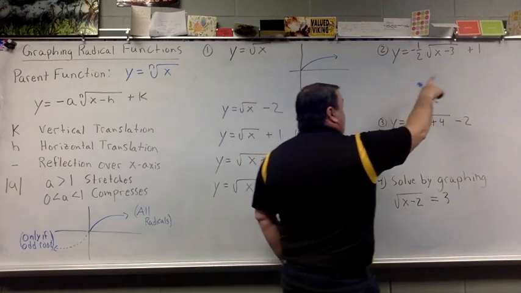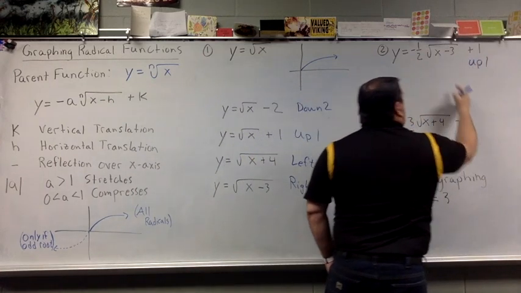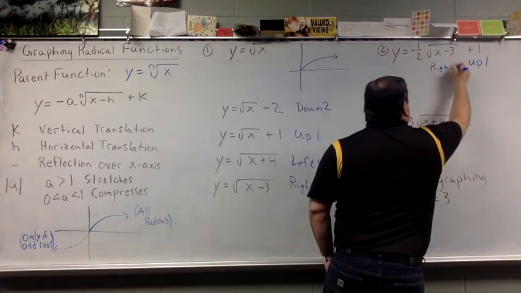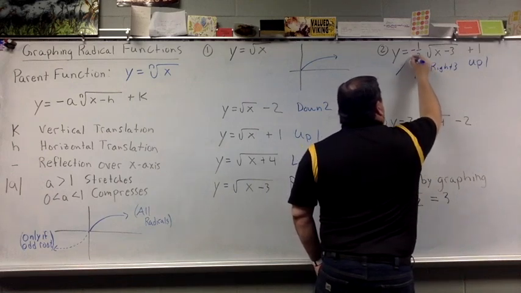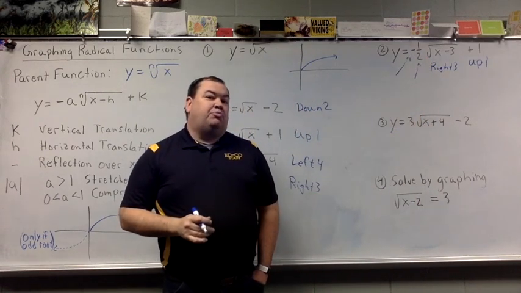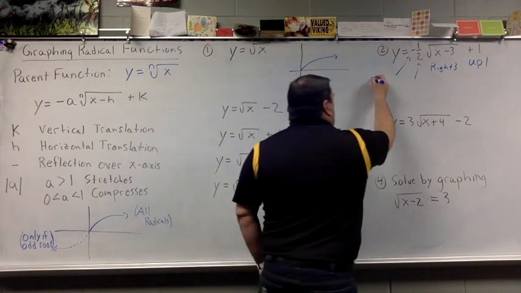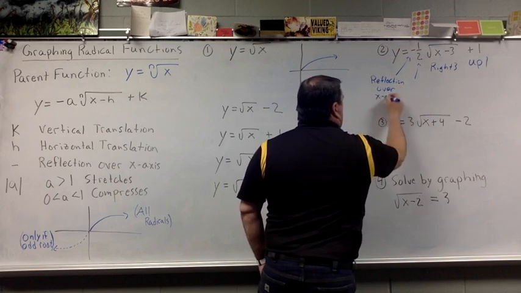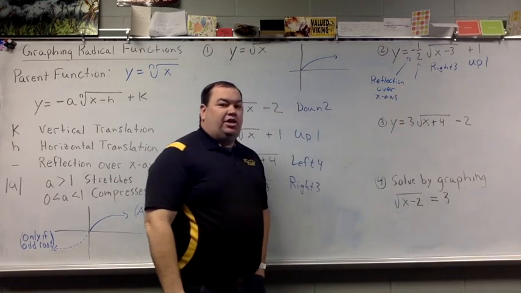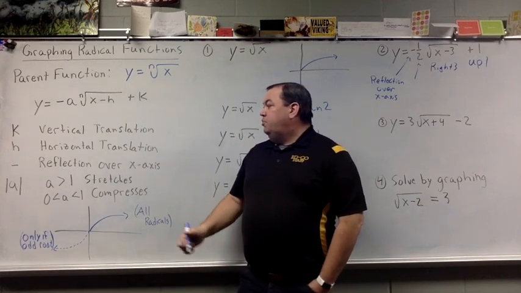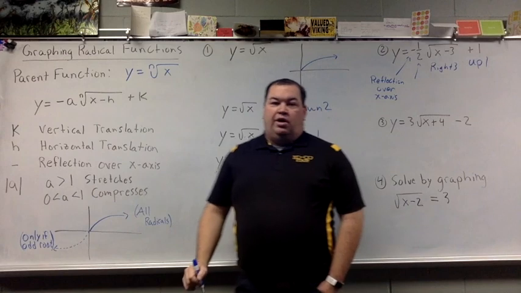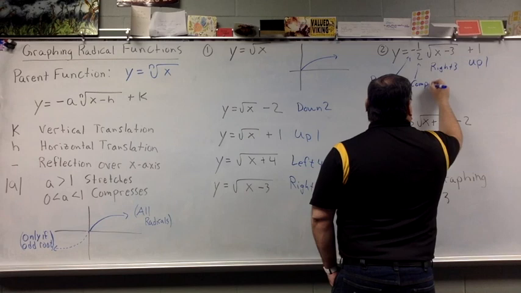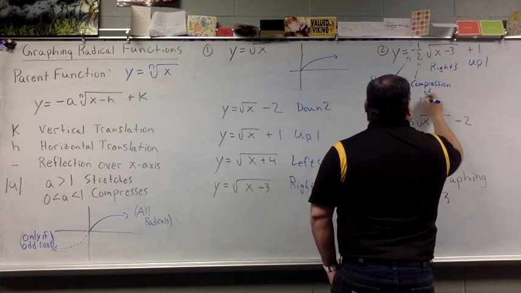I've got a +1, that moves me up 1. I've got a -3 inside, that's going to move me right 3. Two things going on here in front, and I need to realize that they are separate from one another. The negative is a reflection over the x-axis. The 1/2 changes the steepness. It's kind of like a slope, but because it's smaller than 1, but still bigger than 0, this is a compression of 1/2.